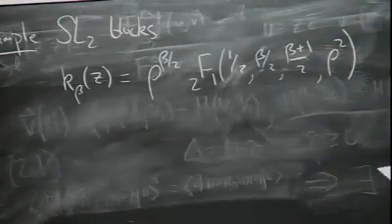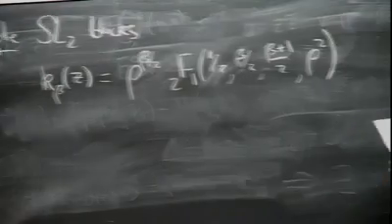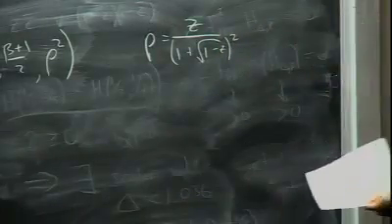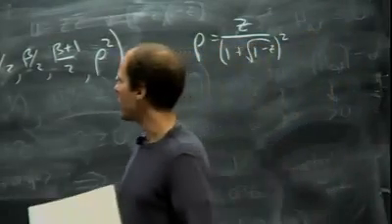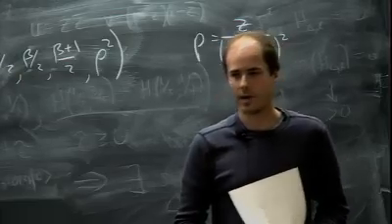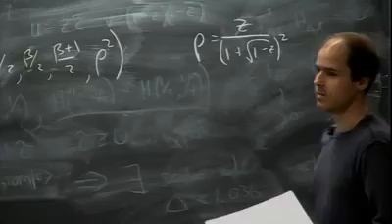Okay, and here rho is z over 1 plus square root of 1 minus z squared. So rho turns out to be the right variable to think about conformal blocks in. I won't explain that here, but it's in the lecture notes that are on the wiki. So you can have a look at that, and it'll explain the rho variable.